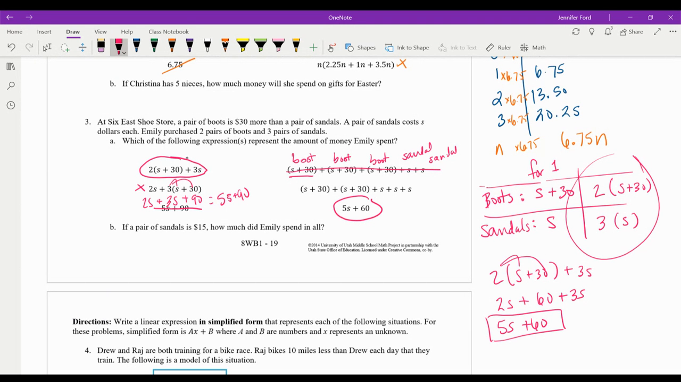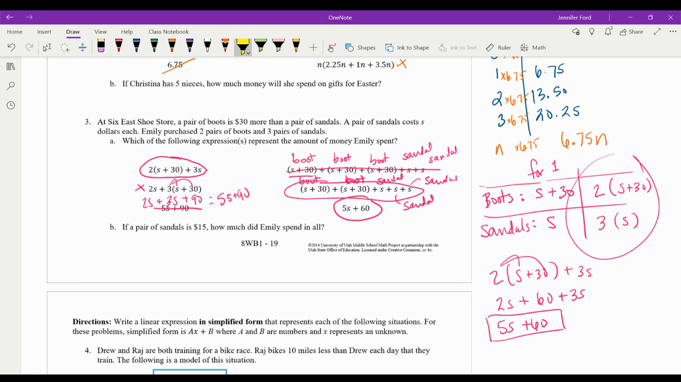This is boot. S plus 30 is a boot. S plus 30 is a boot. And then sandal. That's a sandal. And that's a sandal. So 2 boots and 3 sandals. This one also will work.